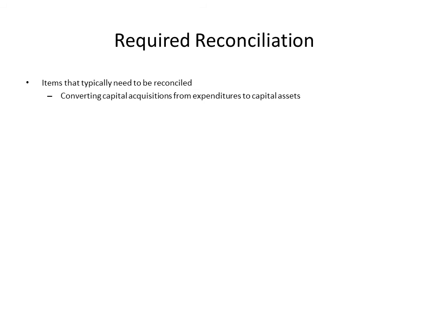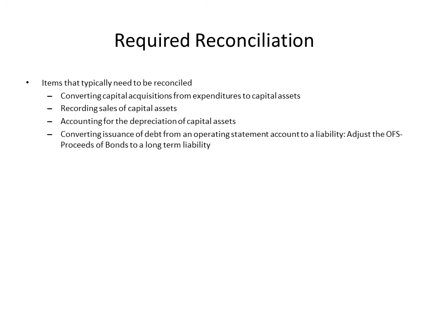They convert capital acquisitions from expenditures to capital assets. That would be one adjusting entry that you would make to turn your governmental fund financial statements into government-wide financial statements. Recording the sales of capital assets, not all as revenue, but of course you'd recognize gains and losses on the net, by subtracting out the book value of the asset from the proceeds of the sale. You have to record depreciation on the government-wide statements.